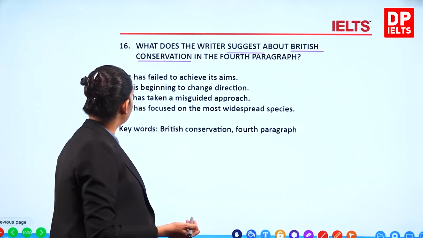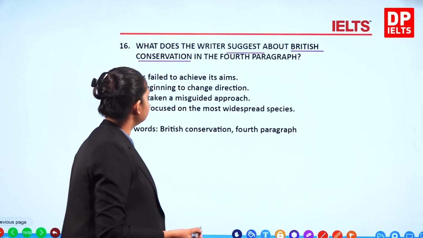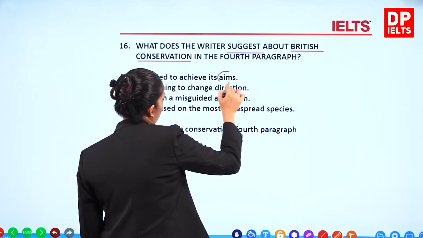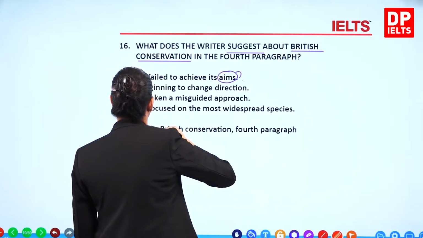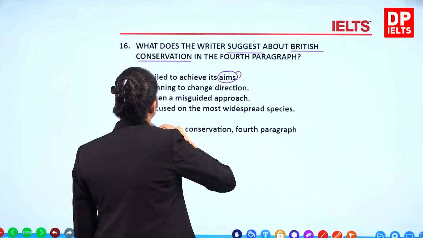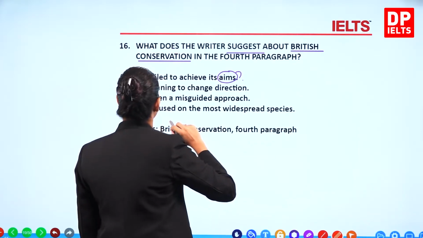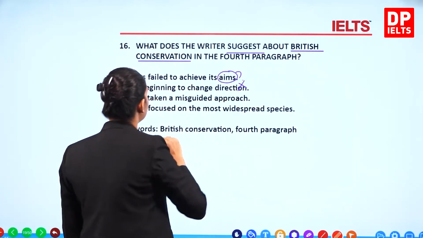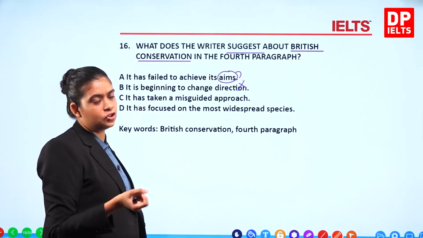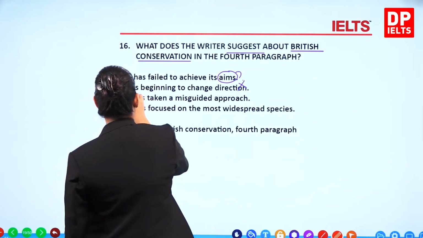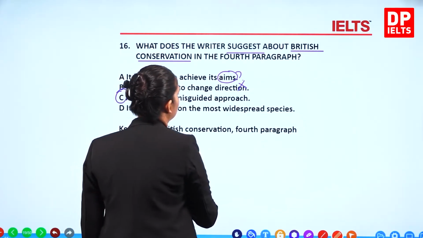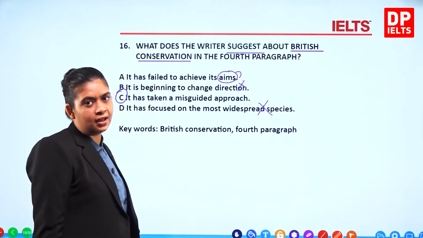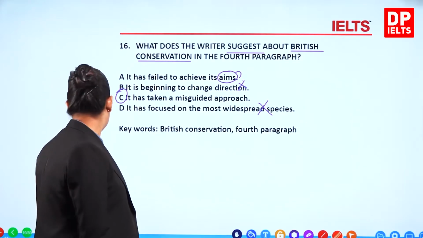So if we have a look at the answers, it has failed to achieve aims. It doesn't really talk about this, so I would say no. It is beginning to change direction, not really, didn't speak about it. It has taken a misguided approach, definitely yes. It has focused on the most widespread species, never spoke about that. So the most appropriate answer is going to be C.